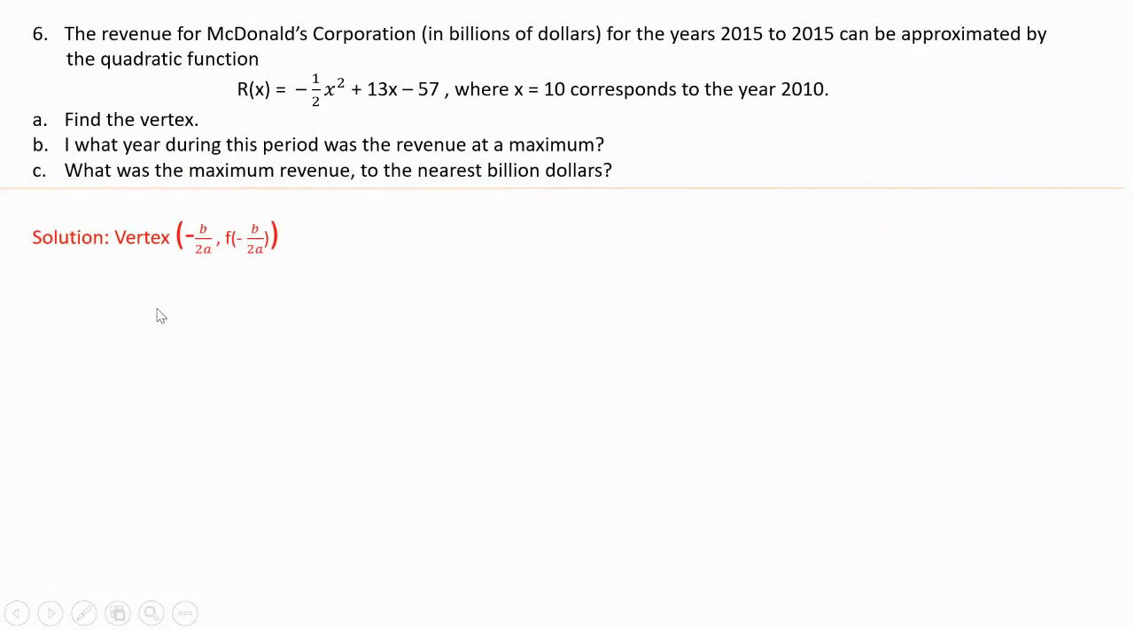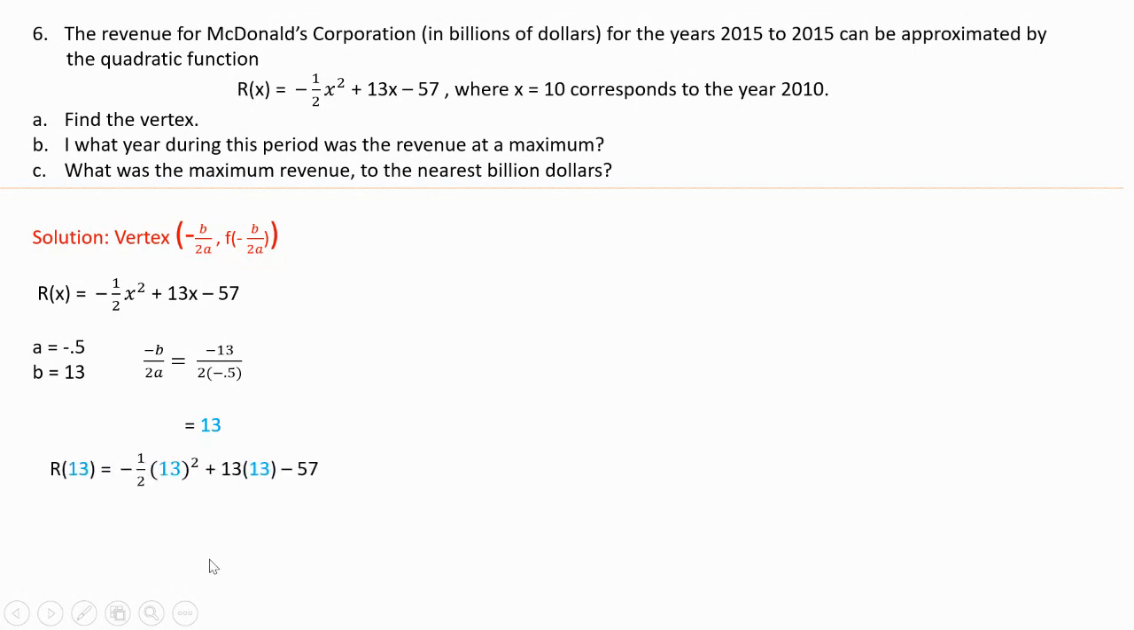We have to take into consideration that x means the year. So find the vertex. We use the formula from before. My a is -0.5. I use 0.5 because it's easier to put into the calculator, and also easier for my PowerPoint. And my b is 13. So negative b will be -13, over 2 times -0.5, which gives us +13, because 2 times negative 0.5 is negative 1, and negative 13 divided by negative 1 is 13.